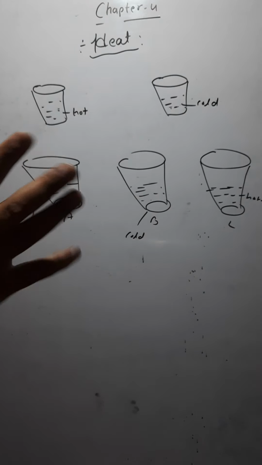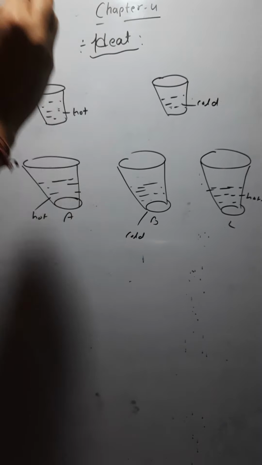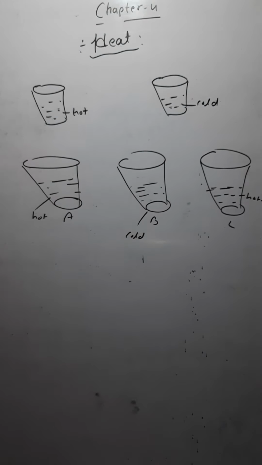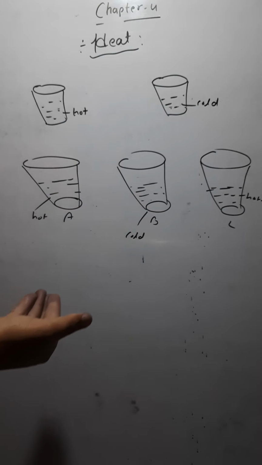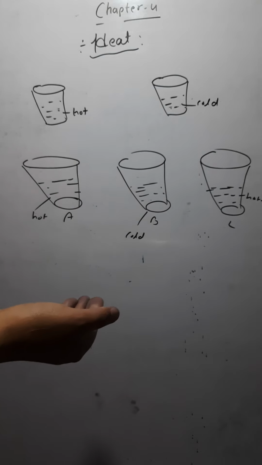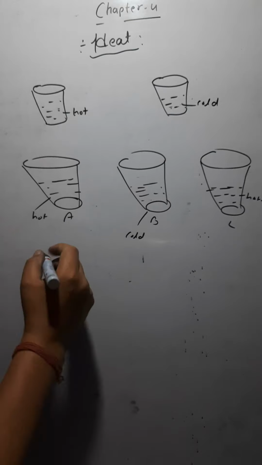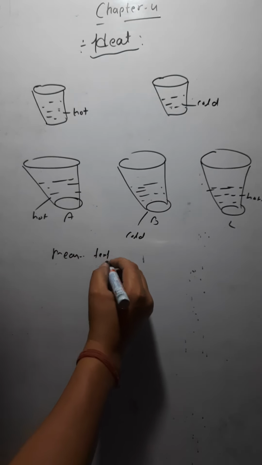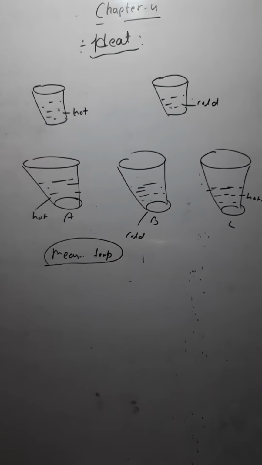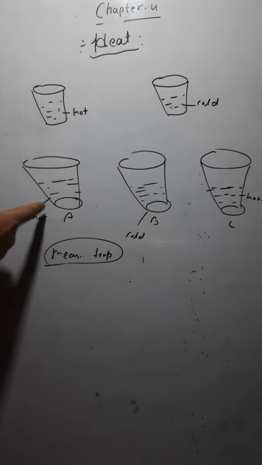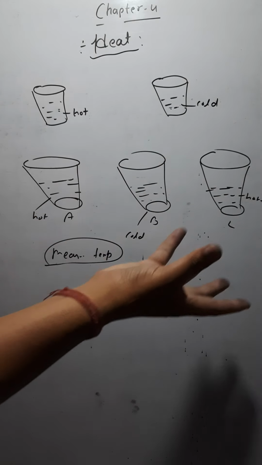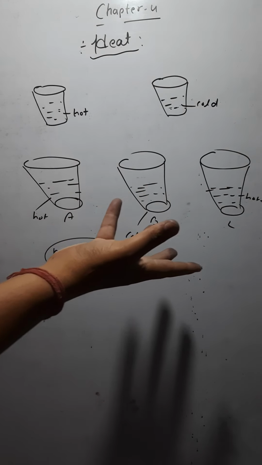Are you getting it or not? Yes. So the method of touching is not always reliable. So how would you differentiate now? We have a next method for this, that is by measuring the temperature. If you measure the temperature, you can find out that this one has the higher temperature, this one has the lower temperature, and this one has the moderate temperature. So this is how you can differentiate.